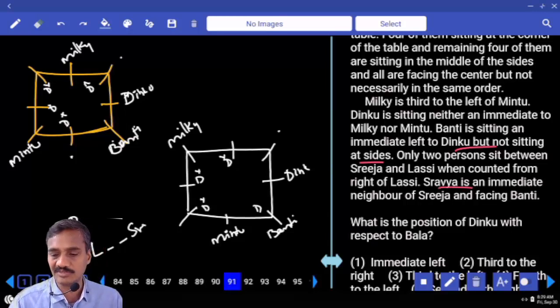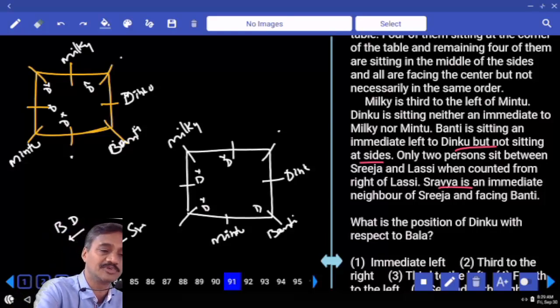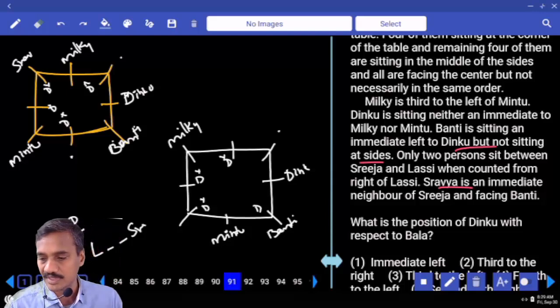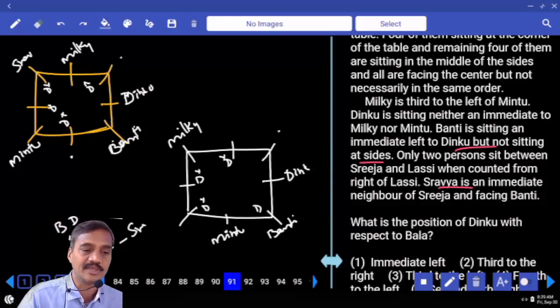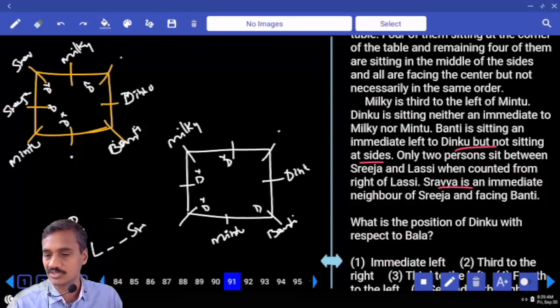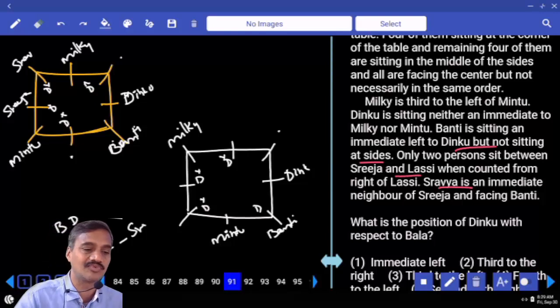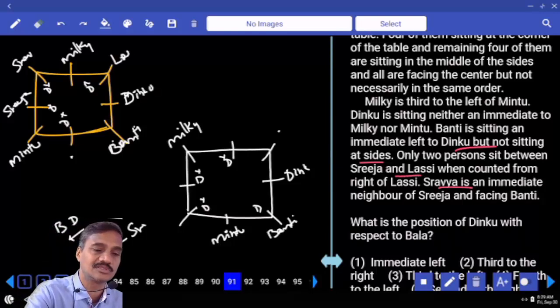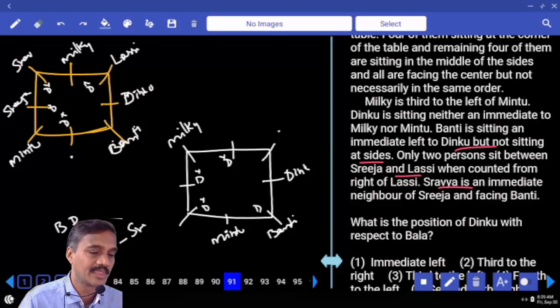And Sravya is an immediate neighbor of Srija and facing Bunty. Now Bunty opposite evaruna cheppandi? Sravya. Now this Sravya is an immediate neighbor of Srija. Kani Srija ekkada undali cheppandi? Srija is here. Now if Srija is here, now this Srija is sitting third to the left of. Only 2 persons between Srija and Lassi when counted from the right of Lassi. Right of Lassi ante 2 persons. Saripinda? Lassi is here. And who is the other person left over here?